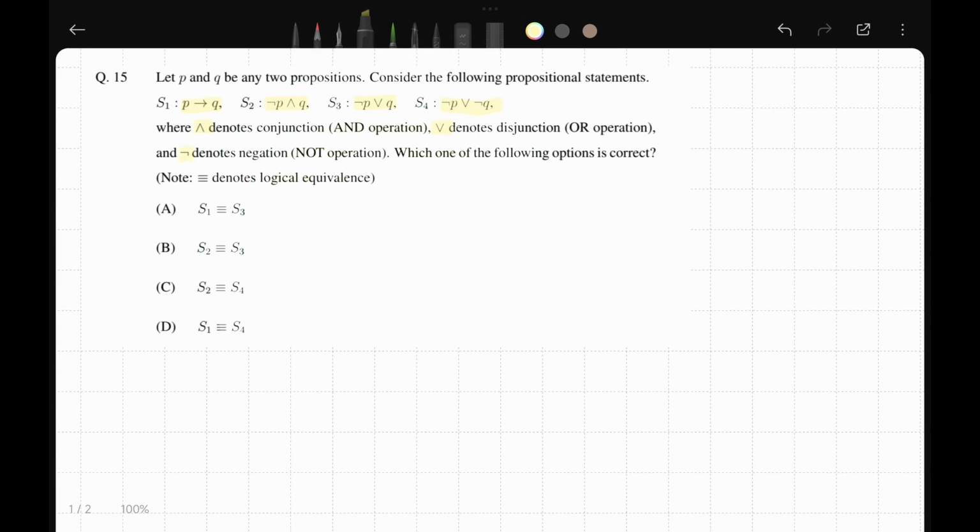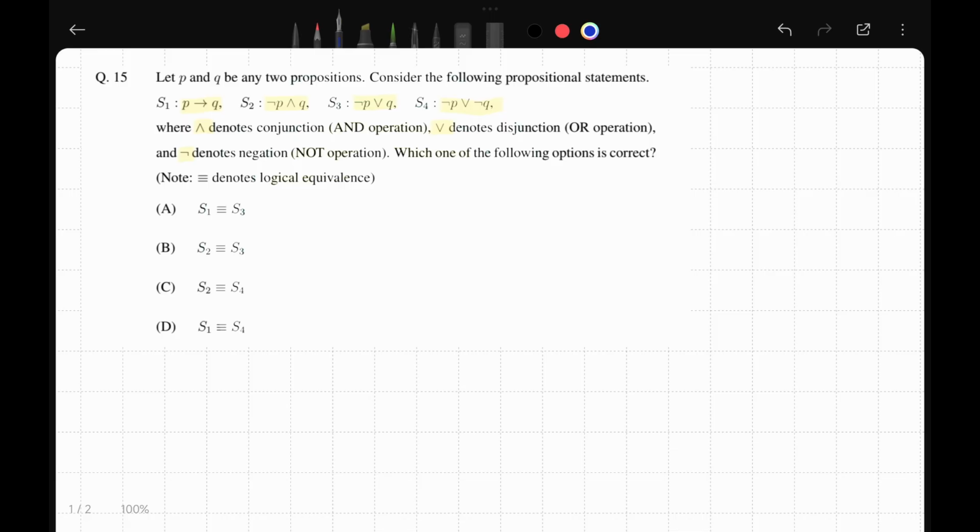They are asking us which of the following options are correct, and they are asking us in terms of logical equivalence. What does logical equivalence mean? It means that the truth tables are exactly the same, right? And if we start with the first option, S1 is equivalent to S3.